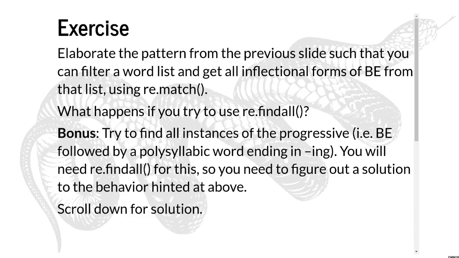Try to find all instances of the progressive, here defined as any inflectional form of be followed directly by a polysyllabic word ending in ing. And polysyllabic, you can just take that to mean the word has either an A, O, E, I, U, or more of these preceding the ing sequence somewhere in the word, at least one of these. And if that's too tough, you can simply look for words ending in ing as well. It's going to catch a number of false positives like thing or king, etc. But not to worry about at this point.